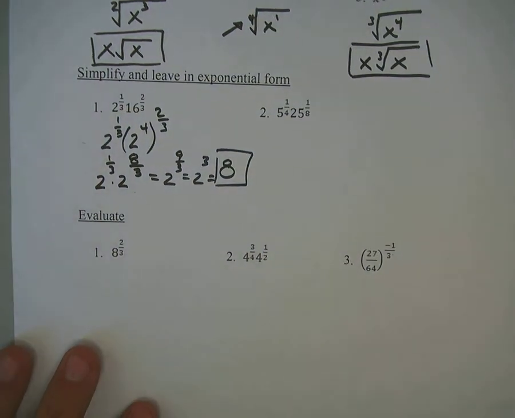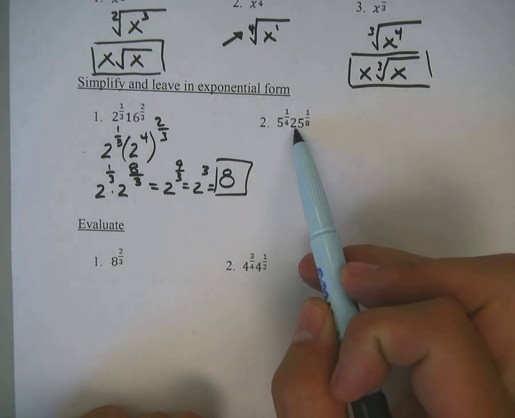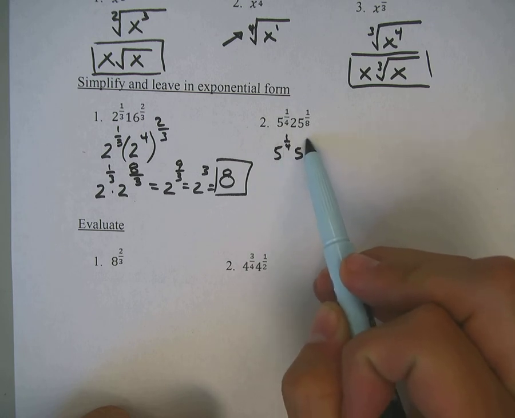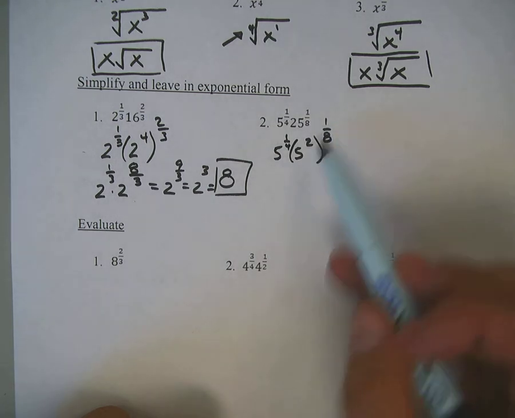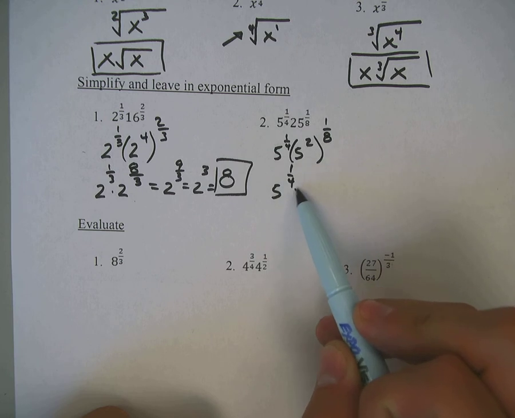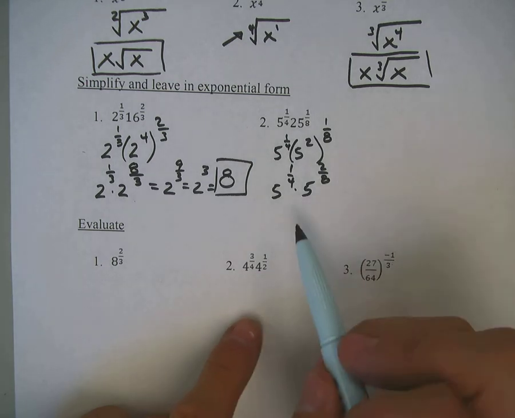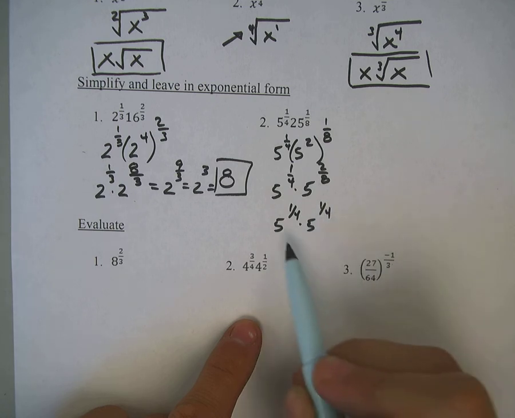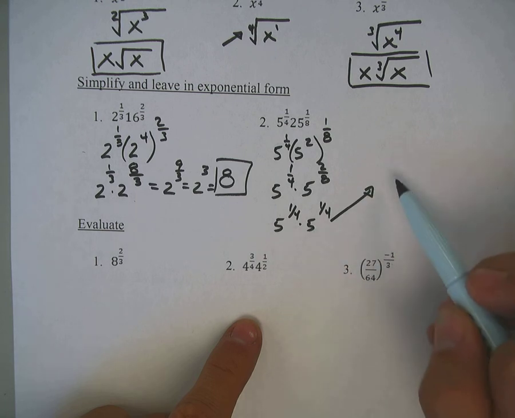So let's take a look at the second one. The second one is pretty similar. You notice here that 5 is the common factor. So I'm going to rewrite it. 25 is 5 squared. So now this right here would become 5 to the 1/4 times 5 to the 2/8. But we know 5 to the 2/8 is the same thing as 5 to the 1/4. And as long as my bases are the same, they have to be the same, I can add the exponents together. So 1/4 plus 1/4 is a half.